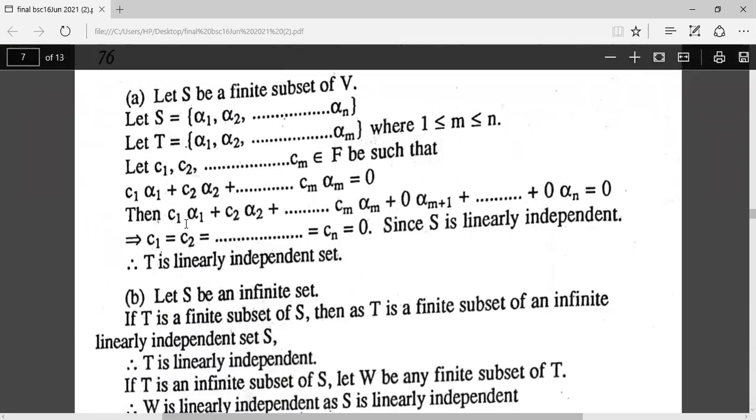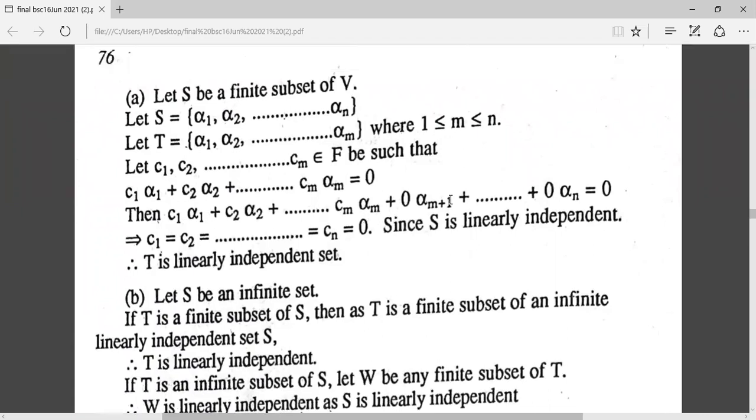Next, then C1 alpha 1, C2 alpha 2, so on, Cm alpha m, 0 into alpha m plus 1, so on, 0 into alpha n is 0. This implies C1, C2, up to Cn are 0. Why does this happen? Because S is linearly independent. Because S is linearly independent here, their linear combination equal to 0 implies each of the scalars is 0, because S is linearly independent that I have taken in the beginning.